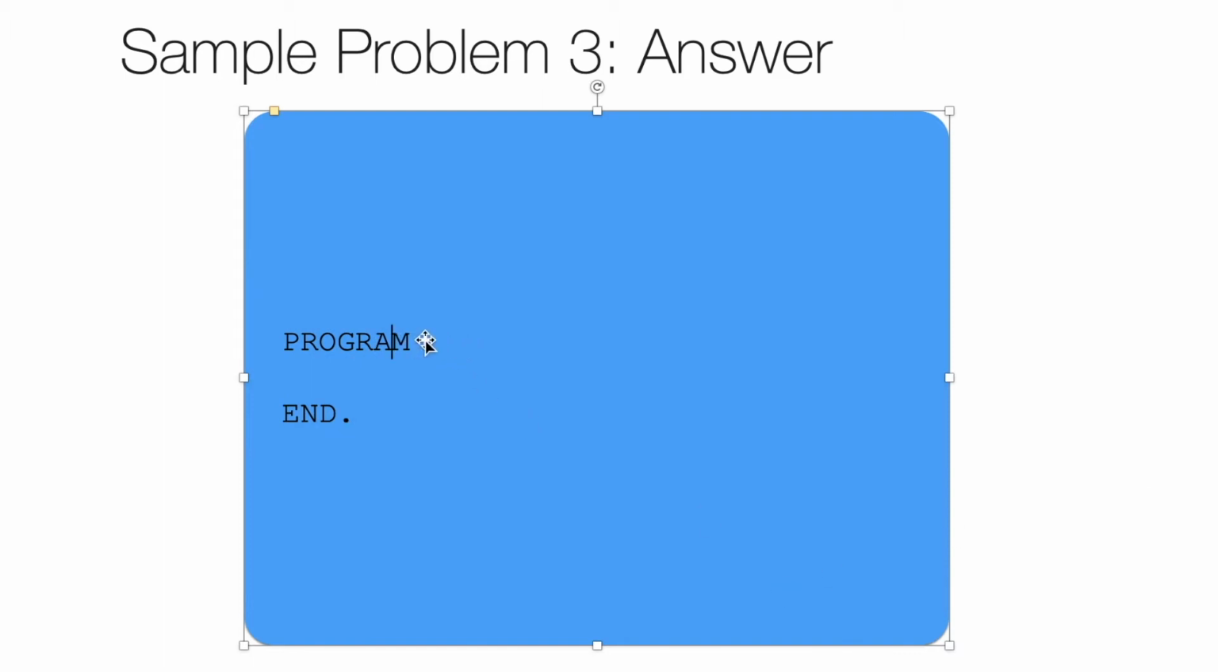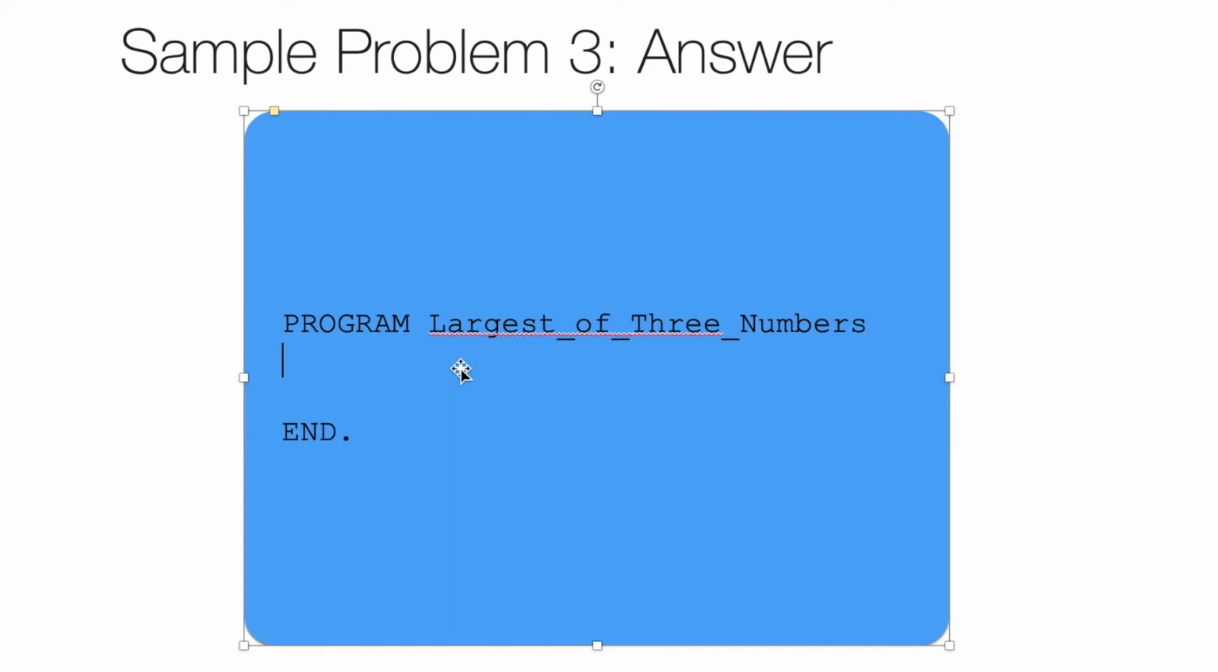Then we need to give some meaningful name for our program. So I have given the name largest of three numbers. Now inside these two statements, I'm going to write all the statements that are necessary to find the largest of three numbers. First, we need to somehow receive the three numbers to our program.